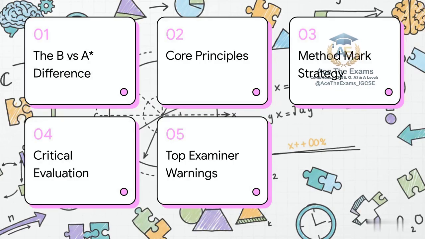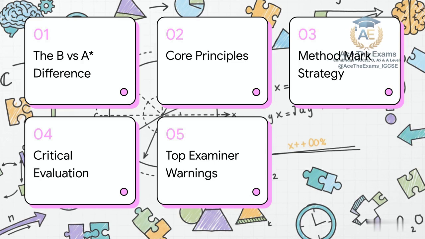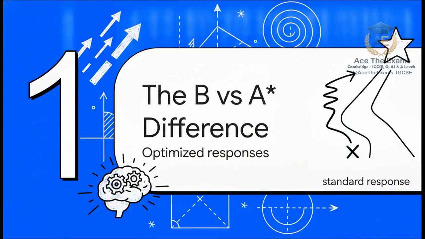Here is our command matrix for today. We'll define the B versus A star difference, map out the core conceptual principles, compile the method mark strategy, run a critical evaluation protocol, and finally, review the top examiner warnings. Let's initialize section 1, the B versus A star difference.